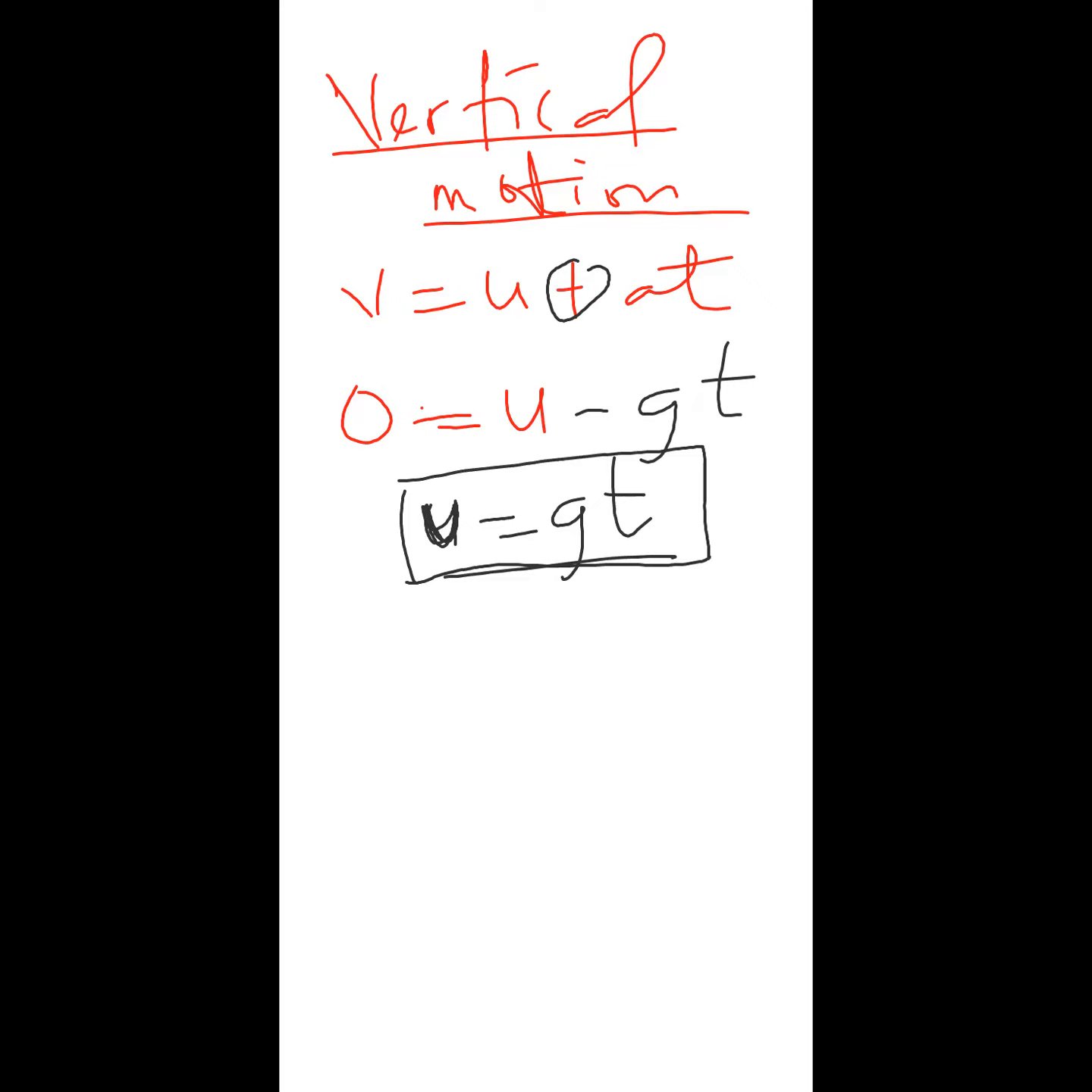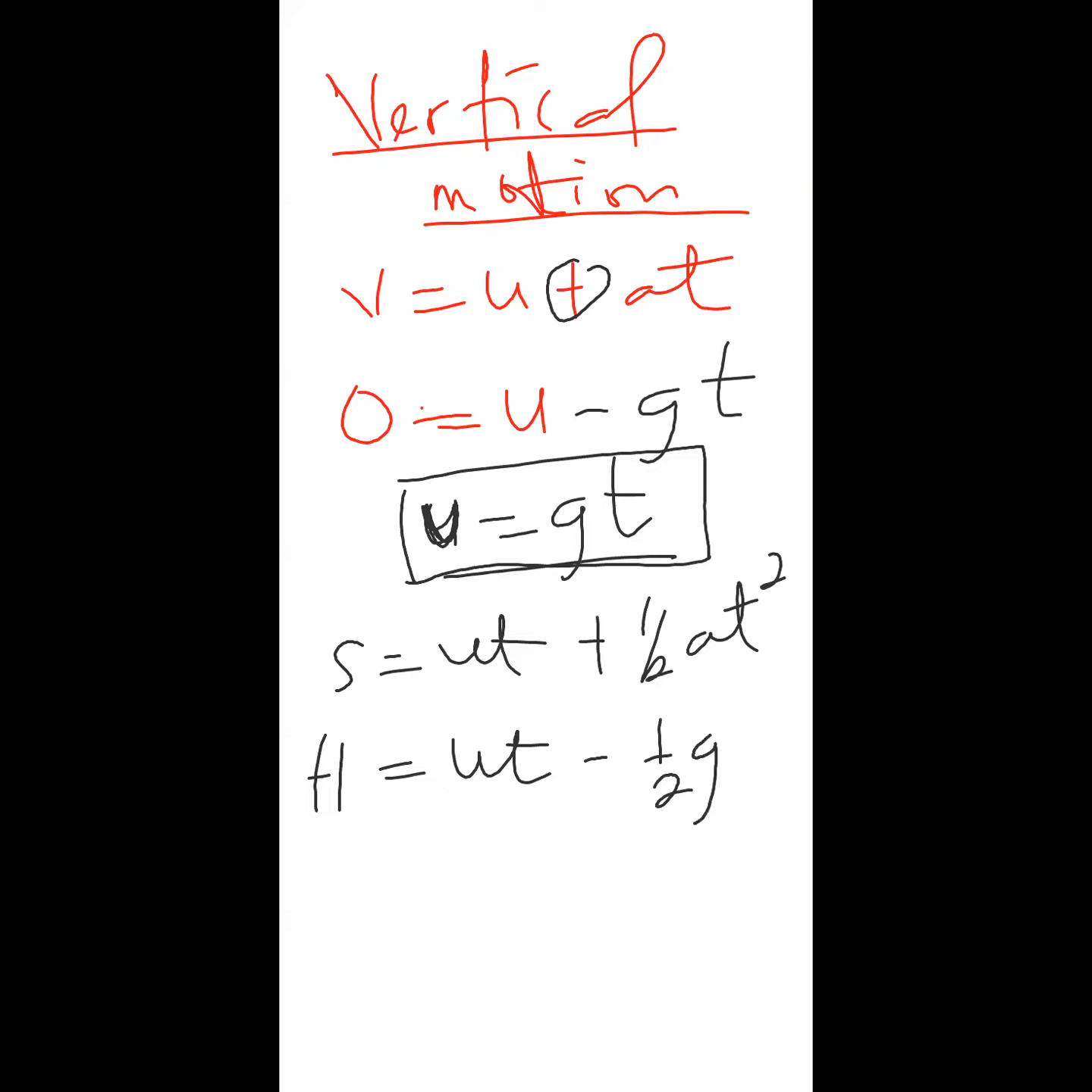Then when you have S is equal to UT plus half AT squared. Like I told you, this S is for horizontal motion, so it will change to height. Then you have UT, and your A will now turn to G, and because it's going up, it will go against gravity. It will be minus half GT squared. That's what you are going to have.